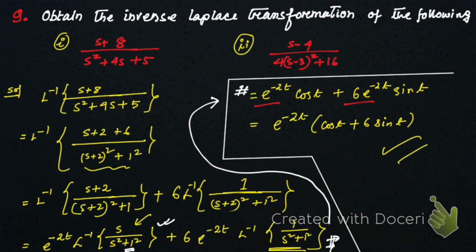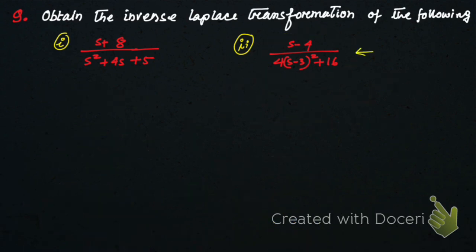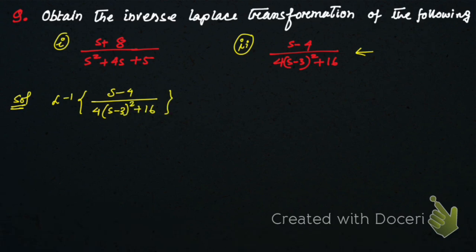So now let me show you how to solve this question number 2. So here you see, this is the next problem. We are to find the inverse Laplace transformation of s minus 4 by 4 into s minus 3 whole square plus 16, right? We can write that way.